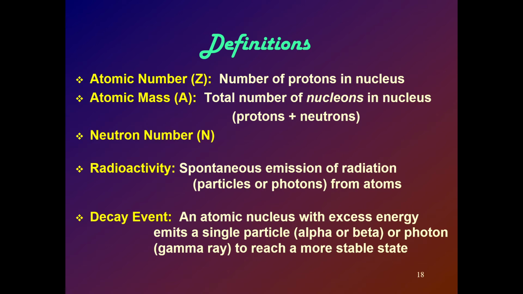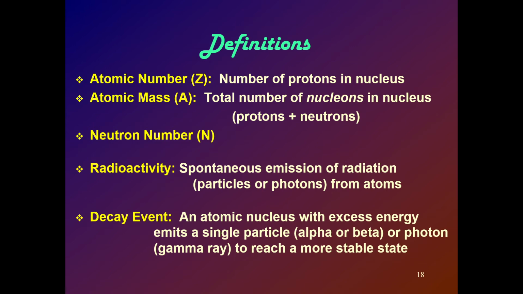Atomic mass is a little different. Atomic mass is just saying, what is the total mass of this element? Atomic mass includes all nucleons, everything in the nucleus, which is protons and neutrons. The neutron number is just N, capital N. You could know the neutron number if you knew the atomic mass and the atomic number. You could derive the neutron number no problem.